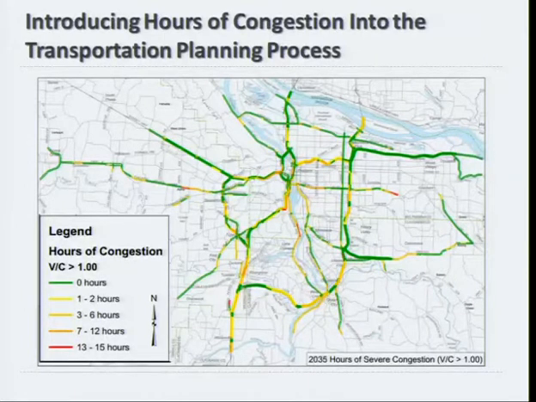It's a usable performance measure that helps in that process.